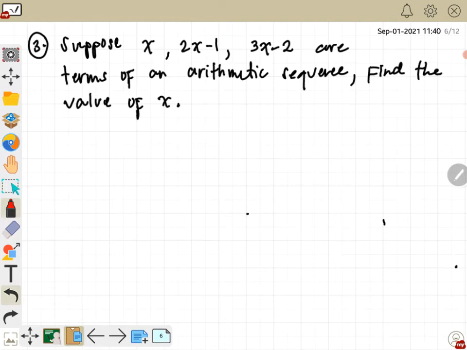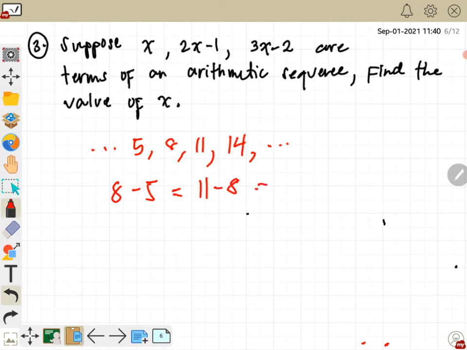Okay, so let's go back to the basic characteristic of an arithmetic sequence. By illustration, we give an example. So we have 5, 8, 11, and let us say 14. This is an example of an arithmetic sequence. We notice that if we subtract 8 minus 5, it's actually the same as subtracting 11 minus 8, and that's the same as 14 minus 11.